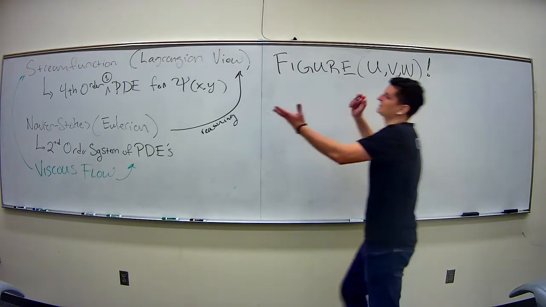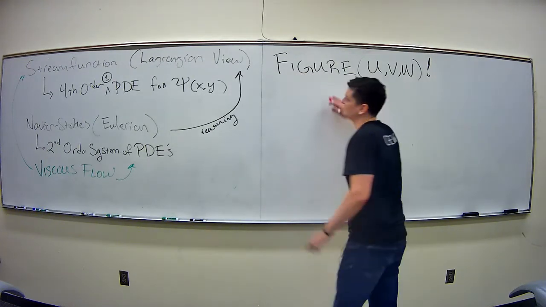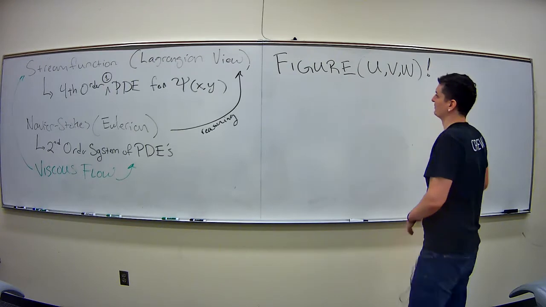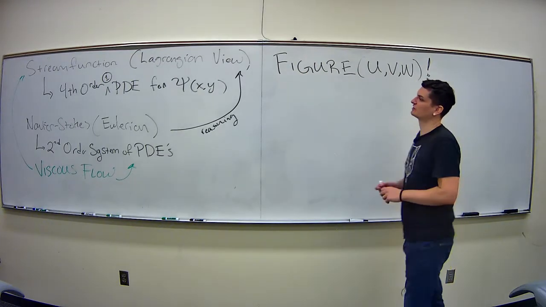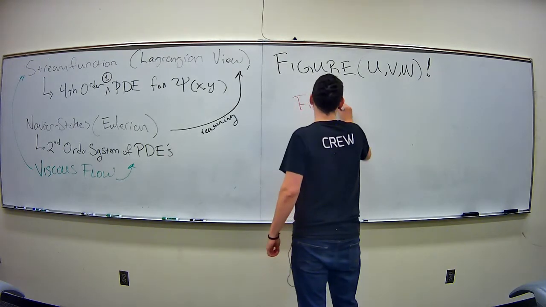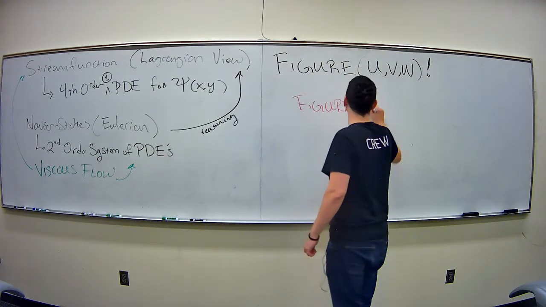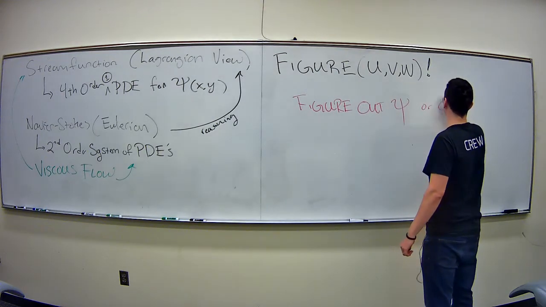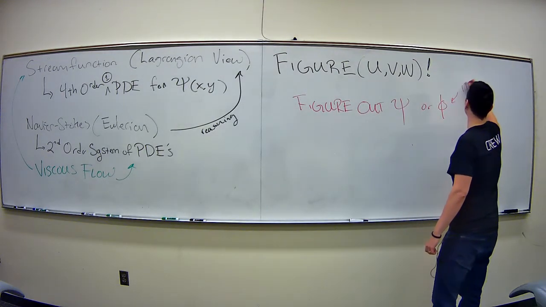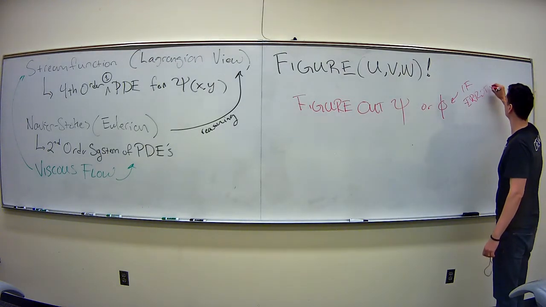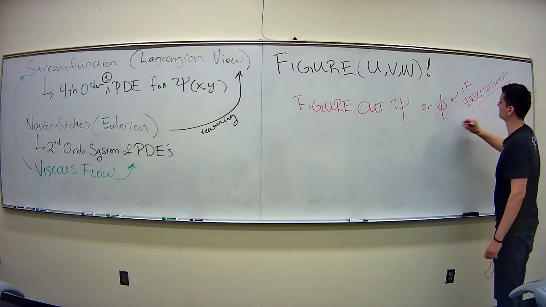But the biggest thing about stream functions is that it turns this problem, like flipping it on its head. The act of using a stream function or potential function is really just to figure out the psi, or a potential. And this is only if it's irrotational. Only. So this is a big specification.